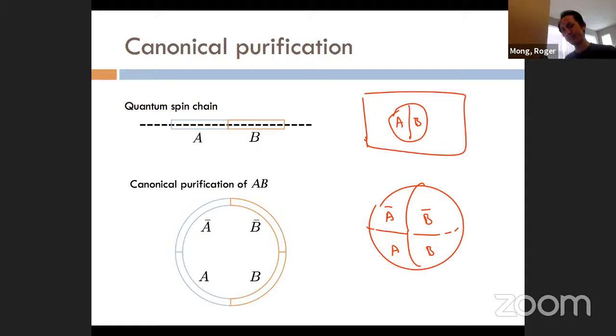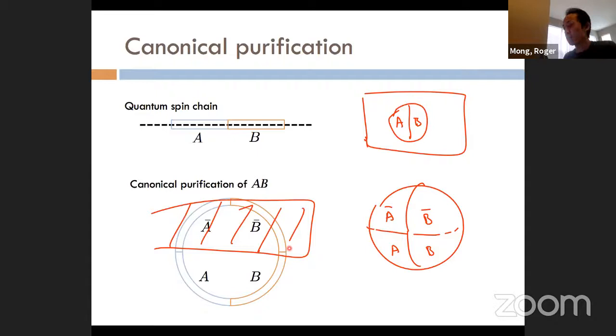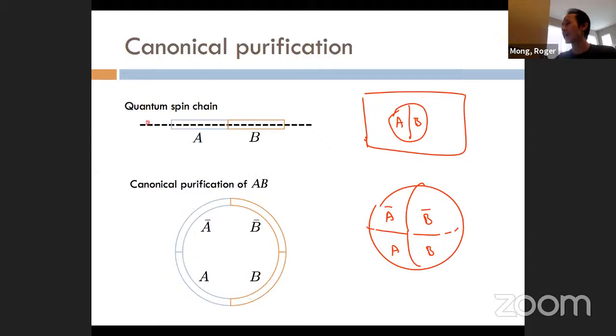So this is kind of why I'm drawing it this way, because if you start dealing with ground states of certain Hamiltonians, it turns out when you do canonical purifications, there are certain reasonably nice properties that you end up having. So one thing, of course, since it's a purification, is that if I trace out the top half, A bar, B bar, the remaining wave function is going to look identical to AB because it's a purification. So for example, if you look at any subsystem of this, it looks identical to the subsystems of the quantum spin chain. So that's an example of it locally looking the same.